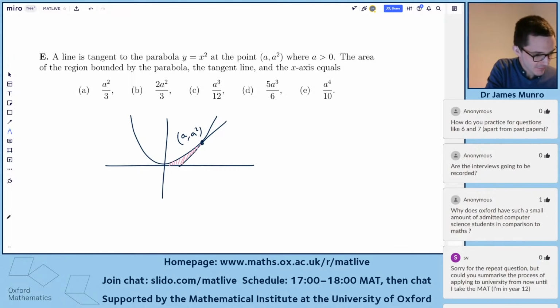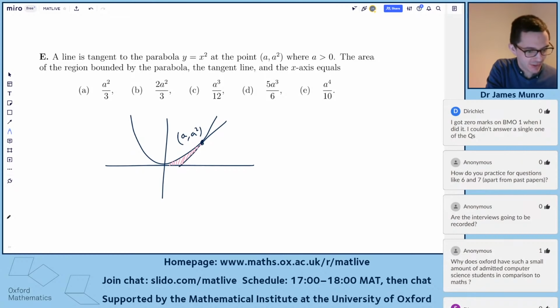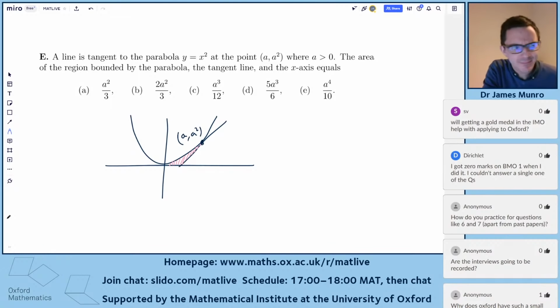Cool. I got 0 marks on BMO 1. I couldn't answer a single one of the questions. Okay, yeah. BMO 1 is a bit different. It's not exactly like university mathematics either.